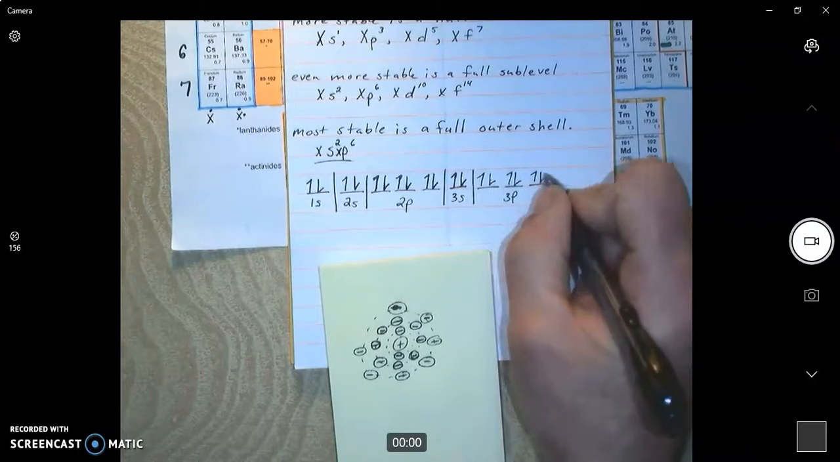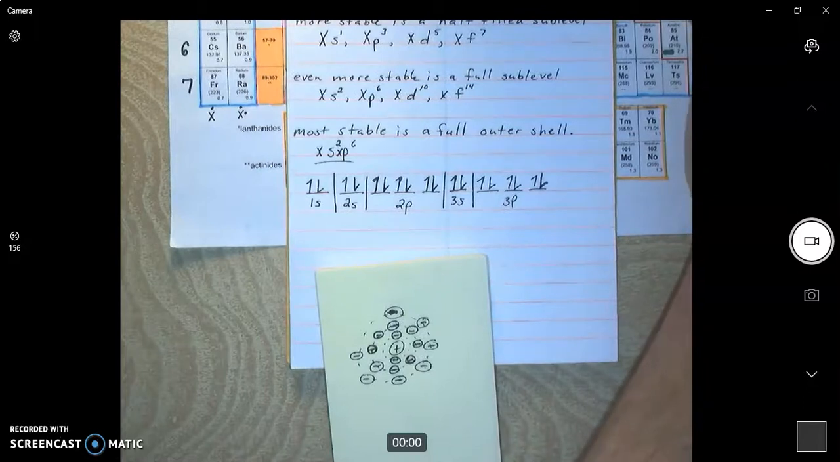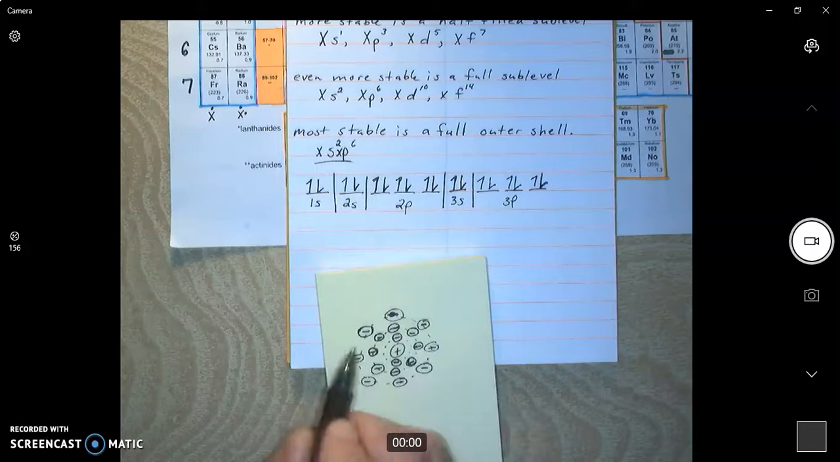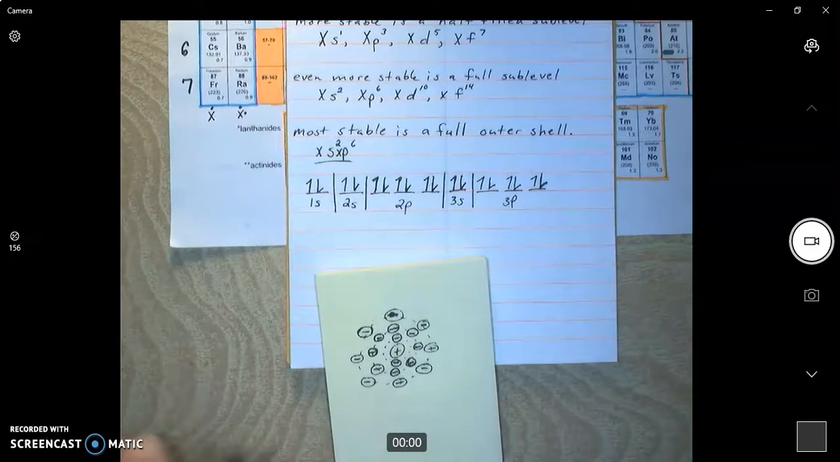And then finally we end up with a full S and P, which gives us the configuration of argon, which is a noble gas. So that electron right there, the one that gives us 8 electrons on the outside, is going to be really hard to get rid of.